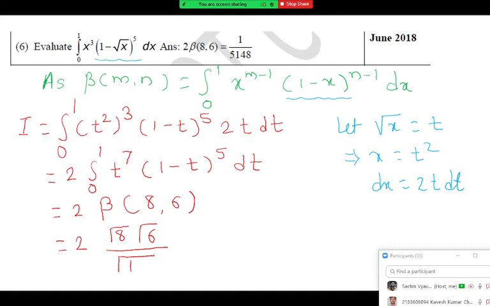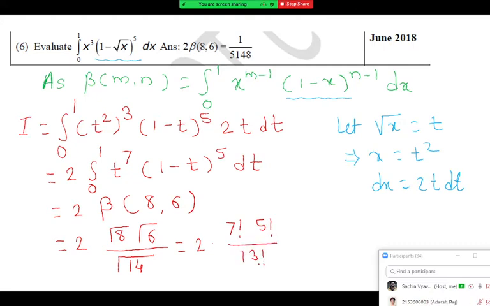M plus n is 8 and 6, which is 14. Okay, 14. Now next step. What is the gamma 8? Sir, 7 factorial. Correct, it's a factorial. Gamma 6 is 5 factorial. And this is 13 factorial.